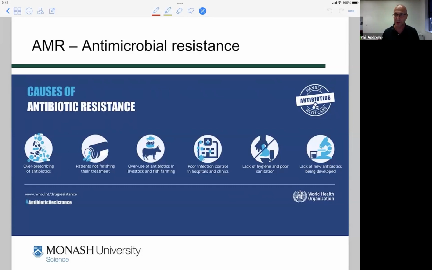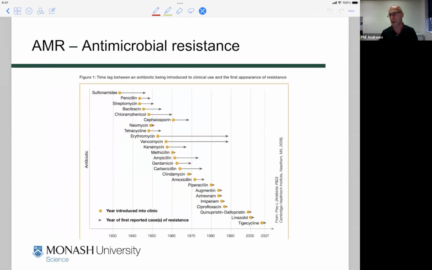And the last one, of course, is the lack of new antibiotics that have been developed. That's a severe risk. What I'm going to talk about eventually is how we can challenge the problem that we have and the strategies that we need to do it.